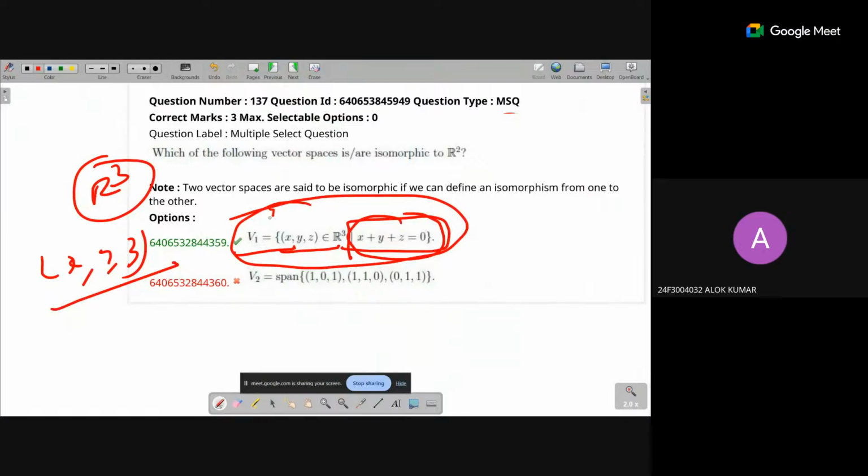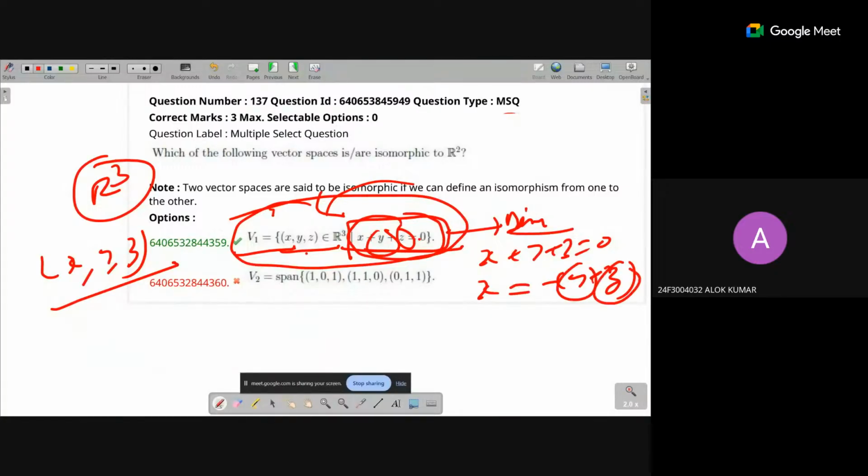So all such vectors, if you add the x, y and z components and you get zero, will be in this space. So what is the dimension of that vector space? The dimension will be two, because in x plus y plus z is equal to 0 we have two independent variables.